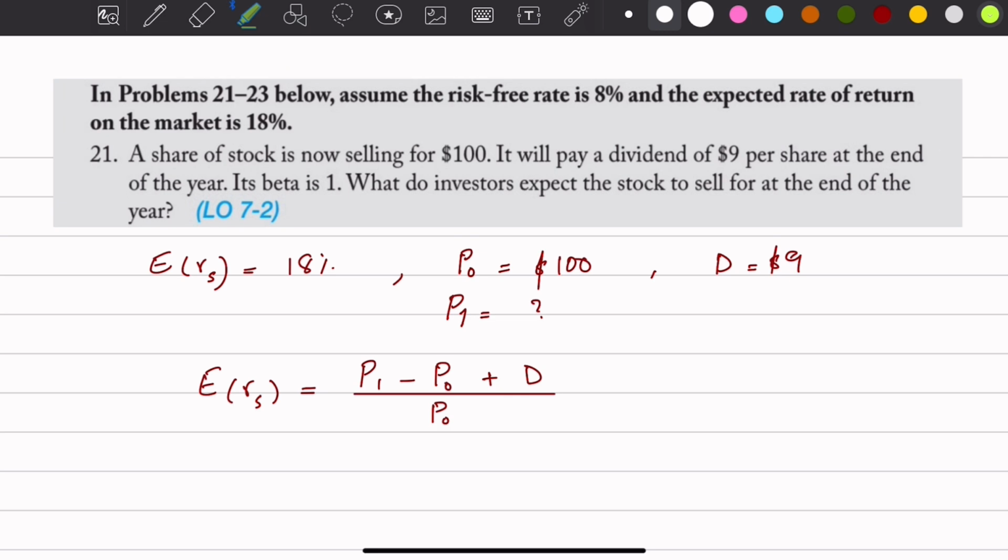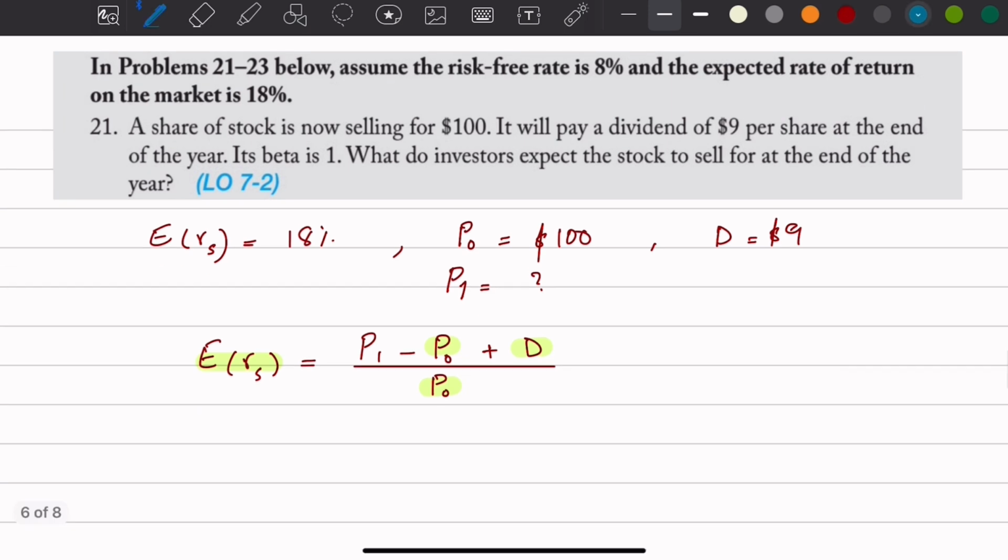Now, seeing that we have this formula, we can see that we have this and this available in the question, and the dividends as well. All that we are missing is P1. So let's substitute what we know. 18% equals, we'll keep P1 as it is because we still don't know its value, minus $100 plus $9, all divided by $100.